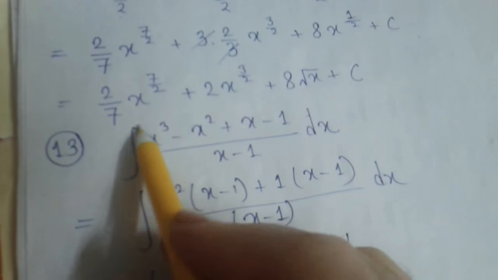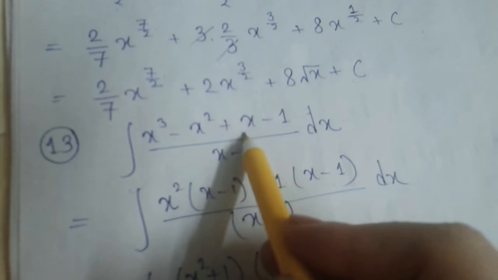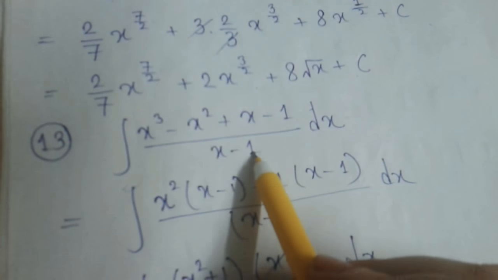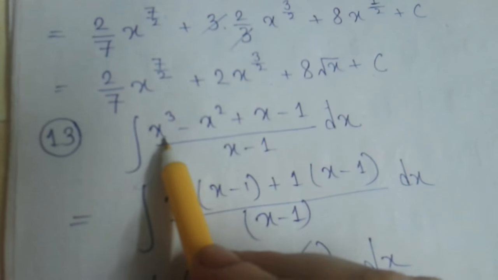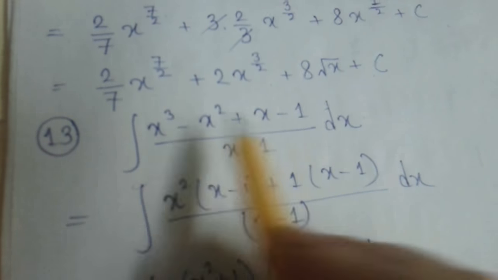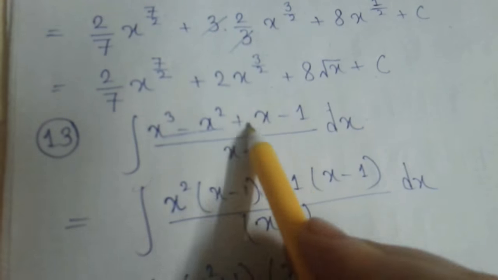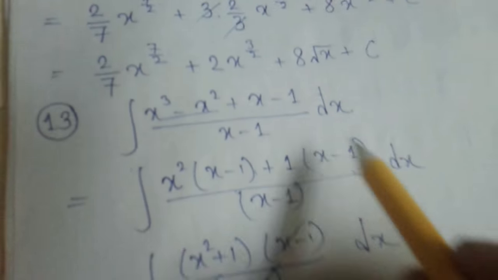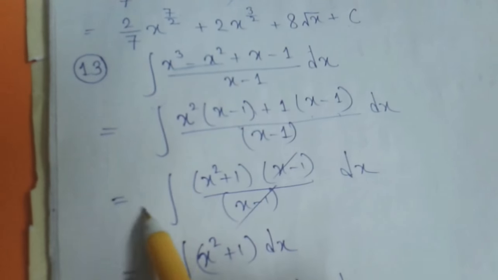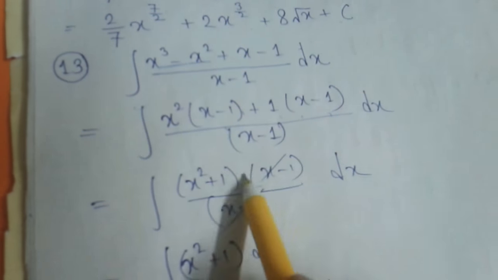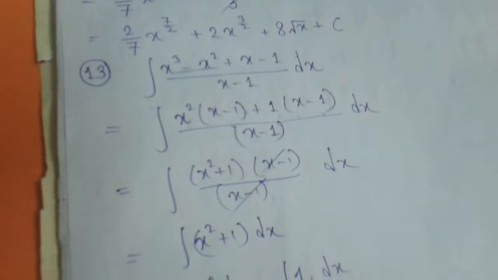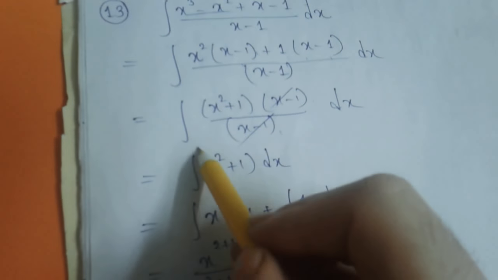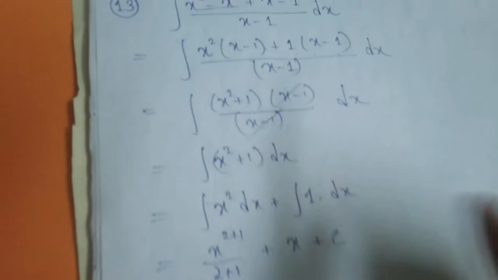Next problem, integration of x cube minus x square plus x minus 1 divided by x minus 1 into dx equals to integration, here taking x square common, x square common from the first two gives x minus 1, and plus 1 common, so x minus 1 divided by x minus 1. That is equals to integration of x square plus 1 into x minus 1 divided by x minus 1 into dx. X minus 1 cancel out, equals to integration of x square plus 1 into dx.